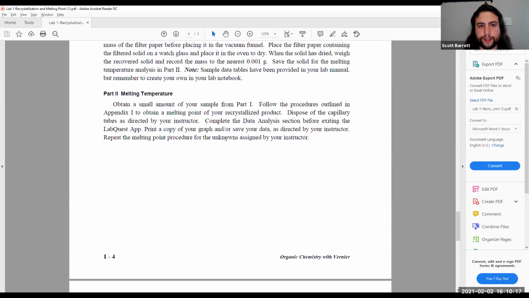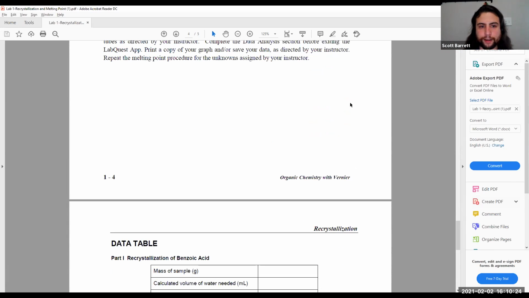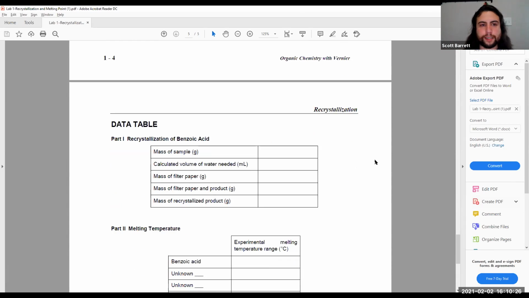So don't worry about printing a copy of your graph and such. That part's not relevant to us. You guys will get data, and I'll show you guys where to get that next.